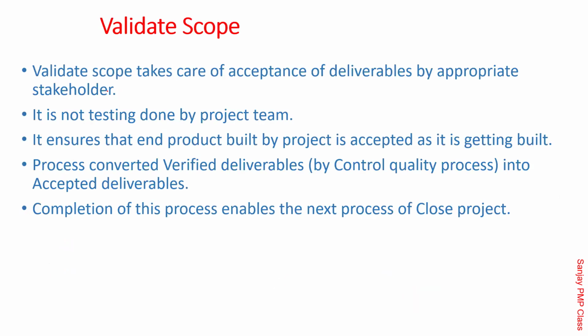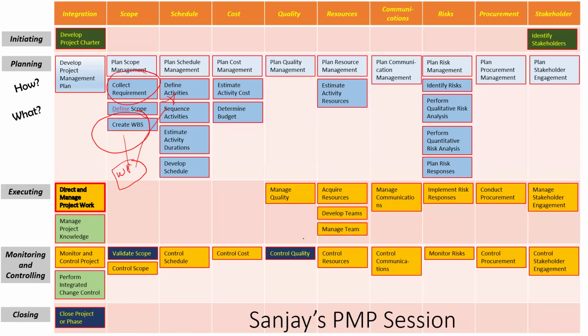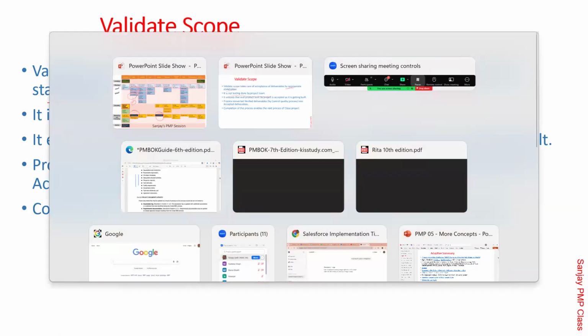And all updates. Then comes validate scope, basically acceptance by the customer. So validate scope takes care of acceptance by the appropriate stakeholder, which could be the customer in most situations. But if it is an internal project, it could be a sponsor, or some representative. So that's why they use the word appropriate stakeholder rather than the customer. It is not testing done by the project team, because for testing done by the project team, you have control quality. Validate scope is acceptance by the customer.